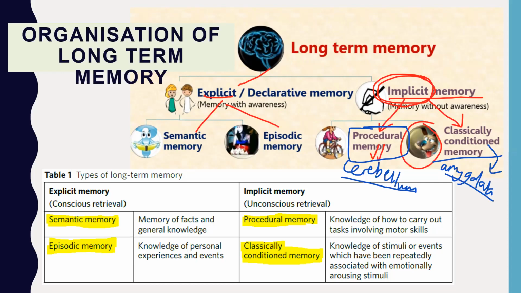Is the amygdala involved in both implicit and explicit memories? Okay, the amygdala is involved mainly in implicit memories. We have to be careful with the way we word the answer. The amygdala is involved mainly with attaching emotions to memories. For example, attaching the emotion of fear to an episodic memory, but it's not involved in the actual formation or storage of the episodic memory itself.